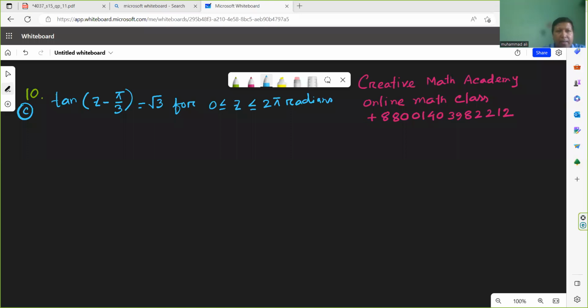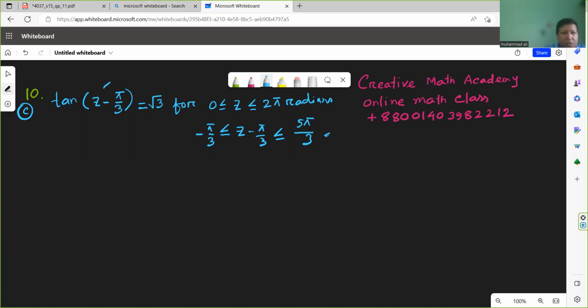Now 10C, first bracket: tan of z minus pi by 3 equals root 3. Here the angle z is greater than or equal to 0 and less than or equal to 2 pi radians. We have to convert our calculator into radian mode, and after that adjust this angle. Here the angle is z minus pi by 3. If we subtract pi by 3 from 0, it will be minus pi by 3, and if we subtract pi by 3 from 2 pi, it will be 5 pi by 3. Now we will search for all results in this interval.